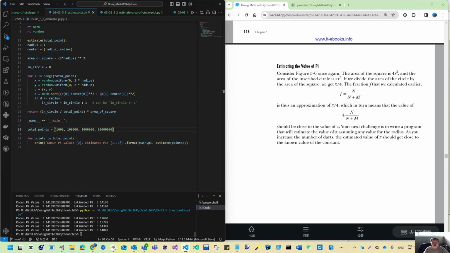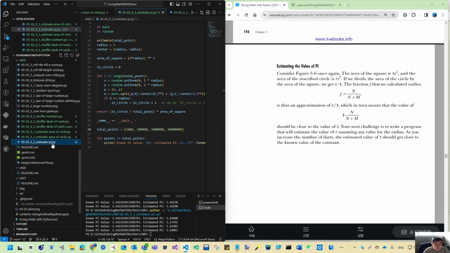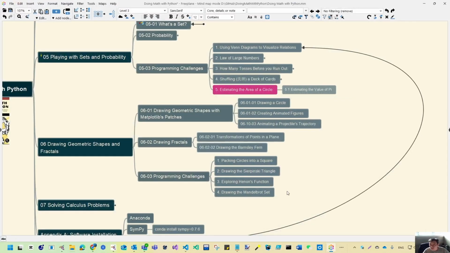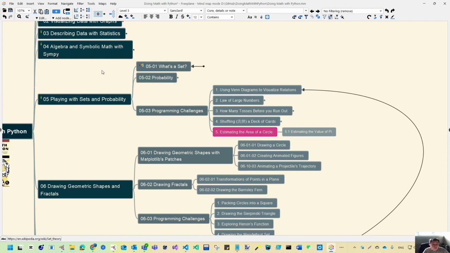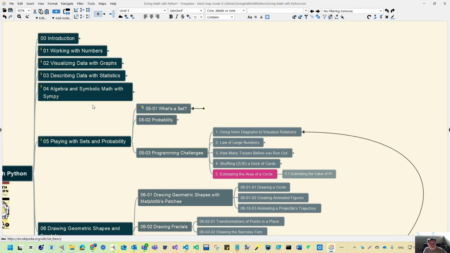That is estimated. So now that just gives you another way: you can try to use this estimation approach to validate some mathematical values. So I hope you understand these 3 demos, and let's go back to our mind map. So we finish this area of circle estimation, and after that we also finish the whole chapter 5. So again, congratulations for following my video and finishing another chapter.